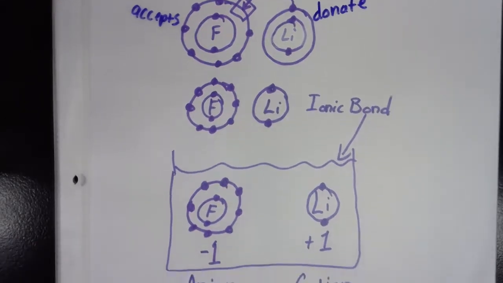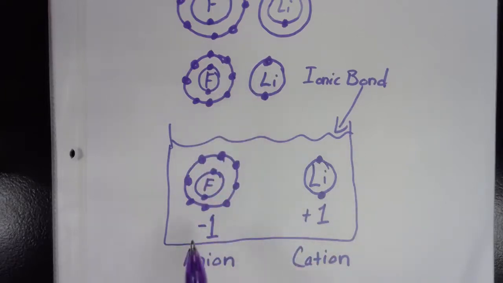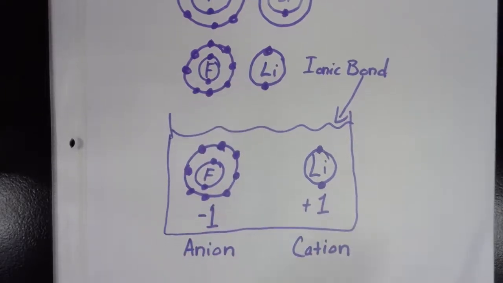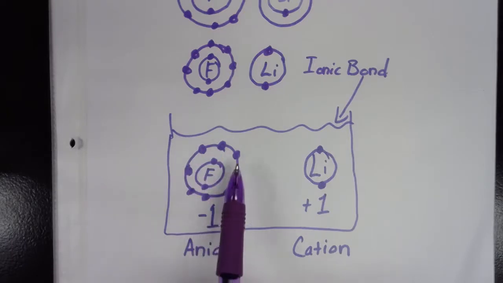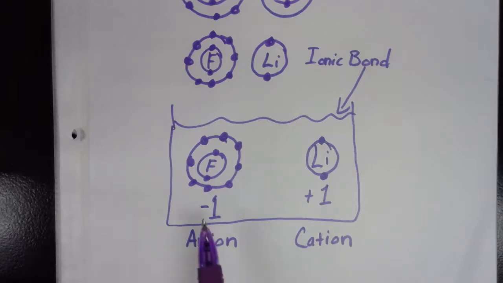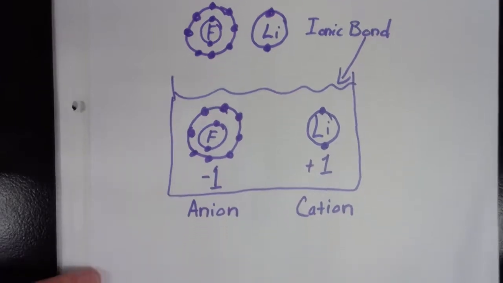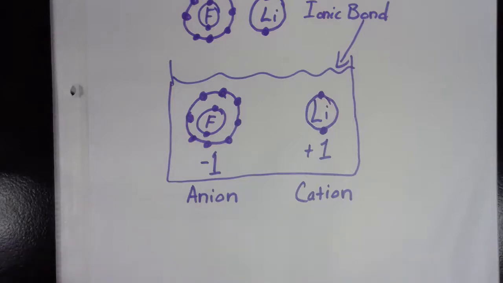In water, these will come apart. And they'll come apart so that fluorine keeps the electron that it accepted, and lithium does not take back the electron that it donated. So fluorine we call -1 because it's gained one negative electron.